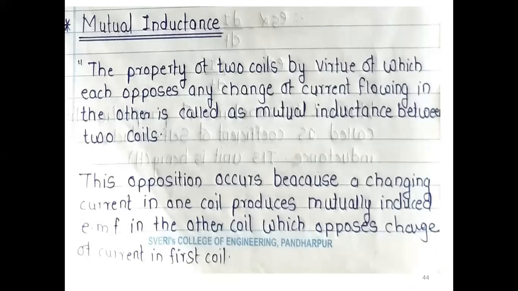The property of two coils by virtue of which each opposes any change of current flowing in the other coil is called mutual inductance between two coils.